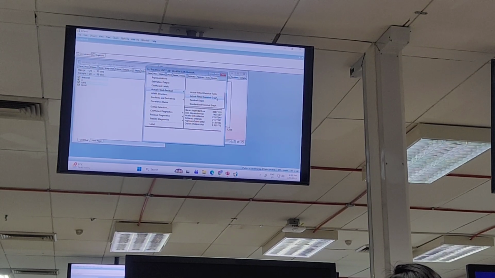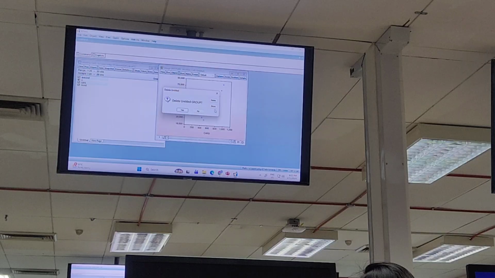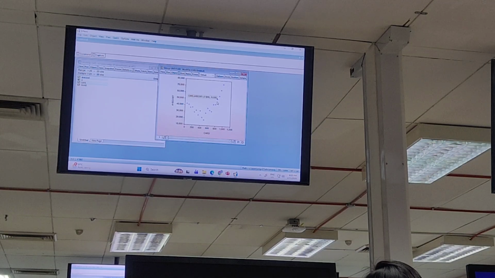If you need me to repeat, just let me know. Just raise your hand and ask me to repeat. You already produced the scatter plot. Then go to quick, estimate equation. Quick estimate equation.